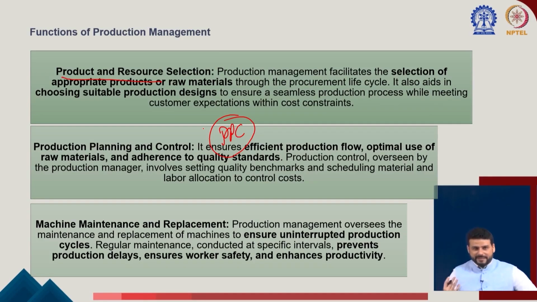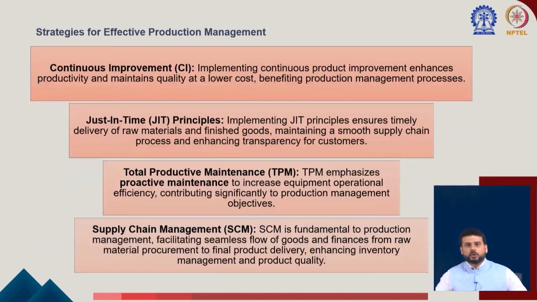So depending upon that data it is performing. And then machine maintenance and replacement, how quickly you are responding to breakdowns if something is happening. That is important because that will shut down your production line temporarily and will lower the productivity. So these are some of the strategies for effective production management.